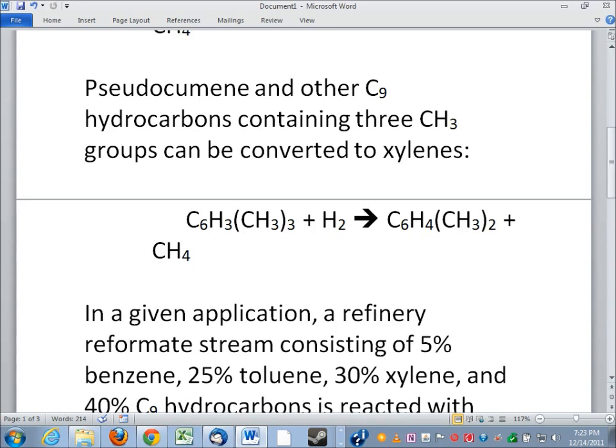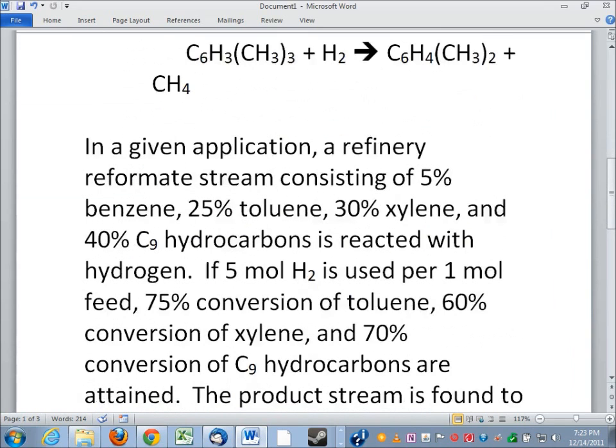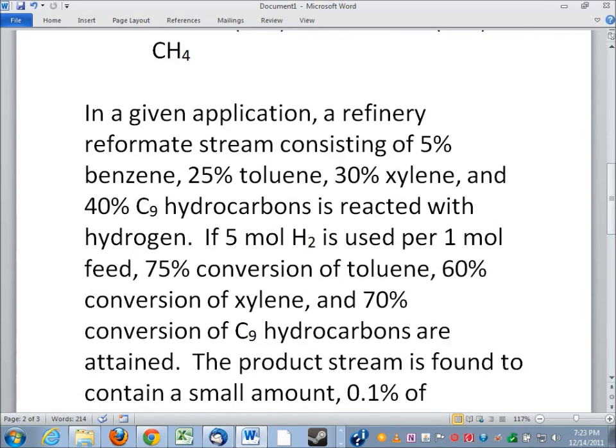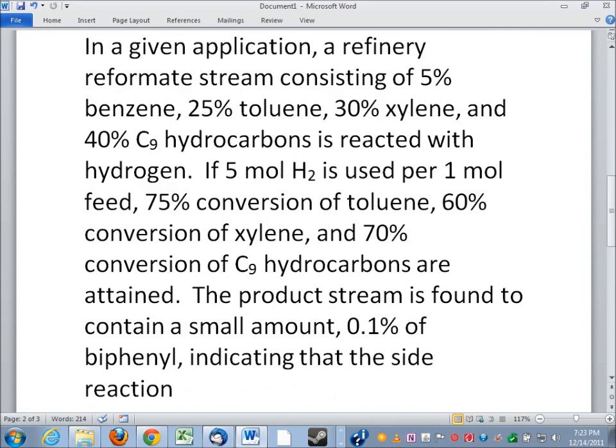In a given application, a refinery reformate stream consisting of 5% benzene, 25% toluene, 30% xylene, and 40% C9 hydrocarbons is reacted with hydrogen. If 5 moles of H2 is used per 1 mole of feed, 75% conversion of toluene, 60% conversion of xylene, 70% conversion of C9 hydrocarbons are obtained.